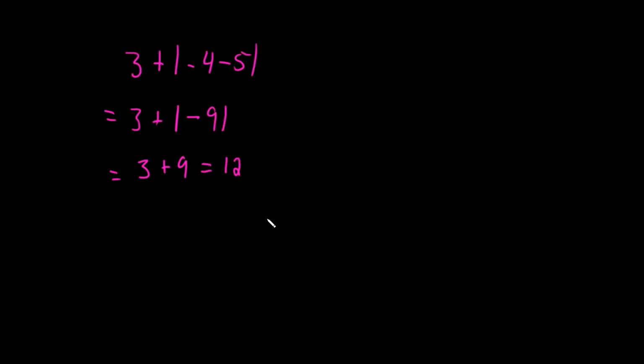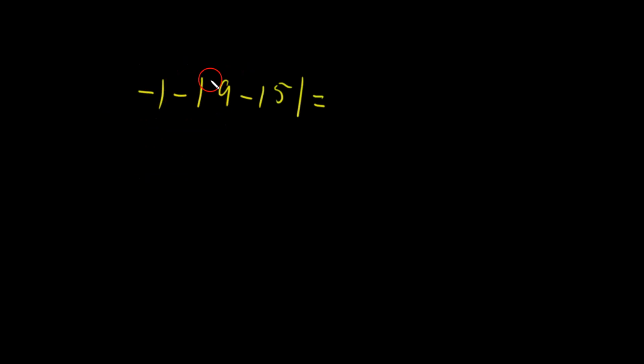Let's look at one more example here. All right, so we're looking at -1 minus the absolute value of 9 minus 15. Again, we're going to do what's inside of the absolute value signs first. So 9 minus 15 is going to be -6. Now we're given -1 minus the absolute value of -6.